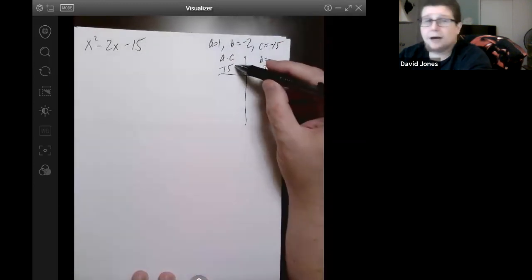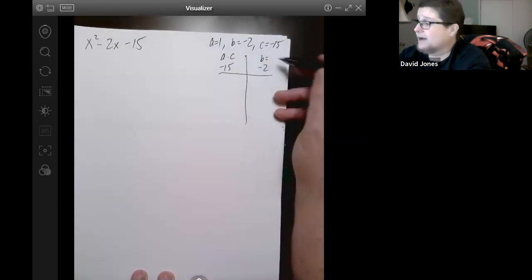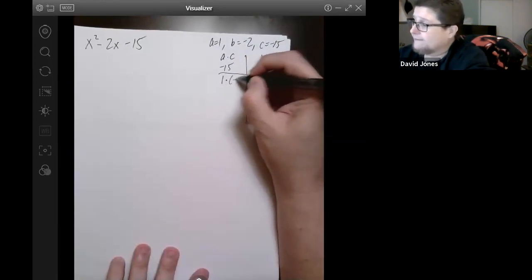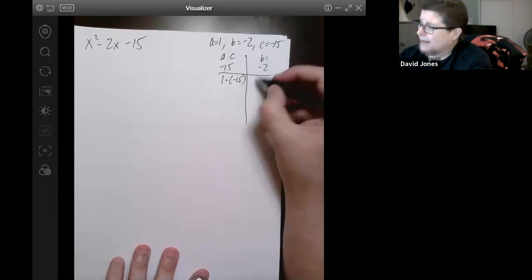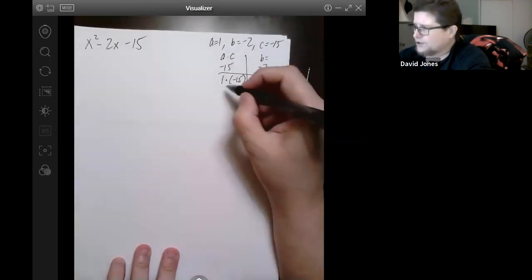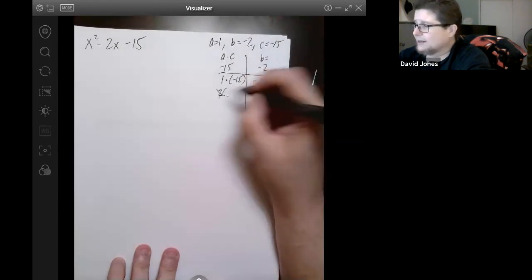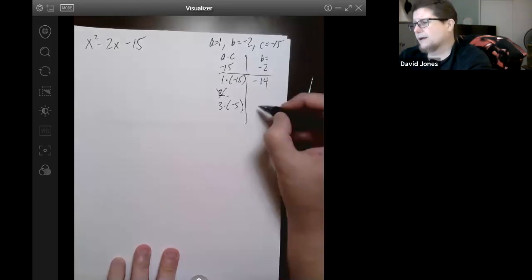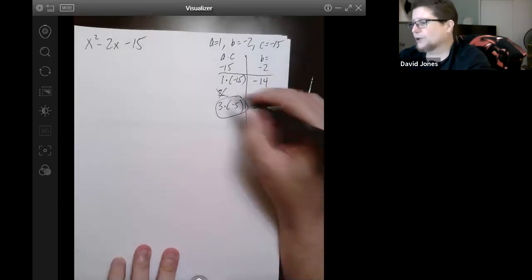One's negative, one's positive because A times C is negative. B is negative, which means the bigger number is negative. So let's try 1 and -15. That adds up to -14. That's no good. 2 does not go in. 3 goes in, -5. That adds up to -2. That's what we're looking for.